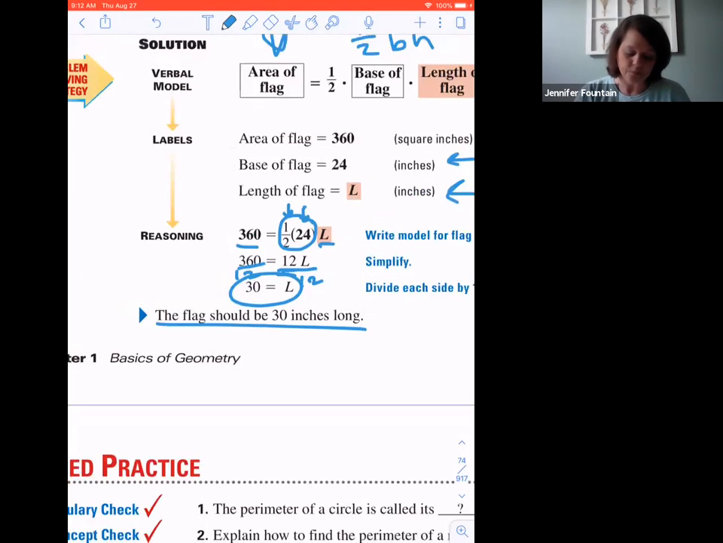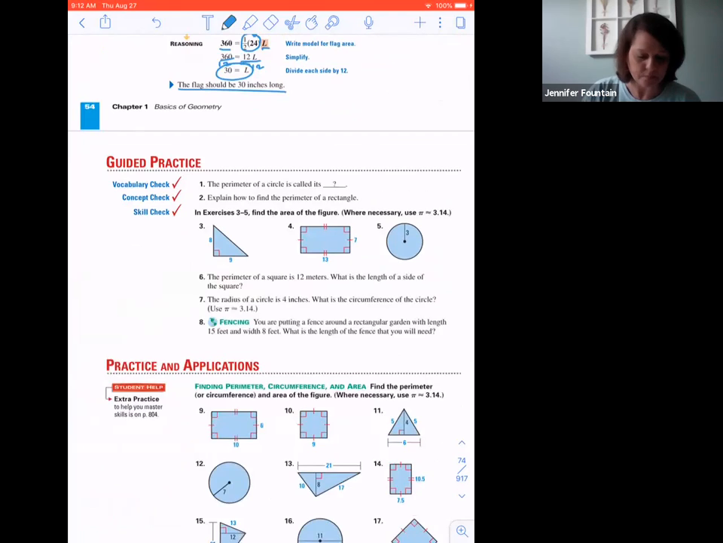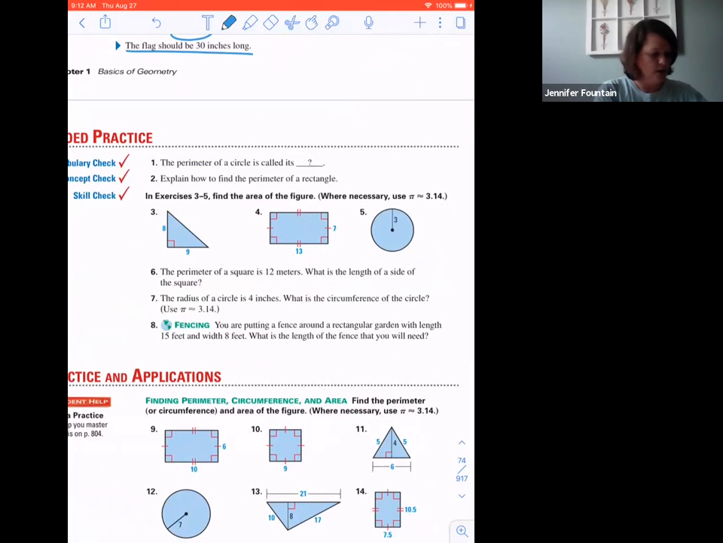Okay? So let's work through this guided practice a little bit. This is going to be starting on page 55. Check our time. It is 9:12.